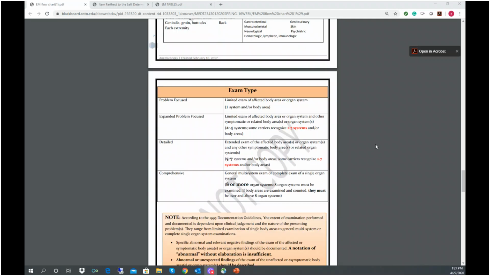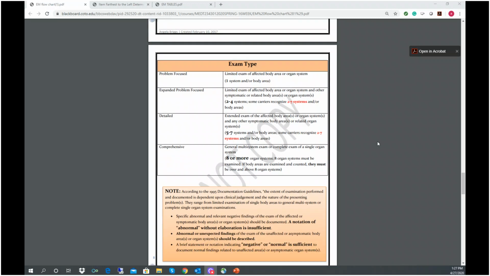The doctor physically reviews what's given. Problem focused here is one system or body area. Expanded problem is going to be 2 to 4 systems. Some carriers recognize 2 to 7 and/or other body areas. Detailed extended exam is affected body areas or body systems and any other symptomatic body areas or related organ systems: 5 to 7 systems and/or body areas. Some carriers is 2 to 7. So again, the carrier determines. And then comprehensive is 8 or more.